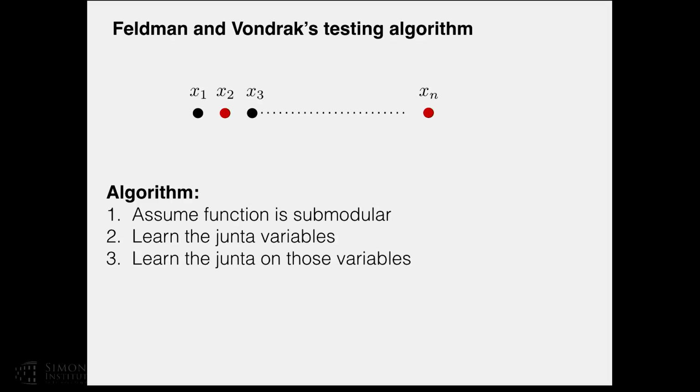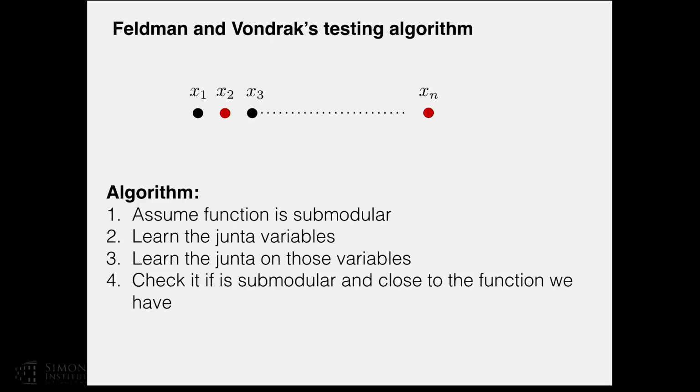And once they learn the variables of the junta, they learn the junta on these variables. And once they learn the junta, they check if it's submodular and close to the function you have. Steps 2, 3, and 4 are pretty much straightforward once you have the theorem that submodular functions are close to juntas. So, great, we have a log n query complexity tester.